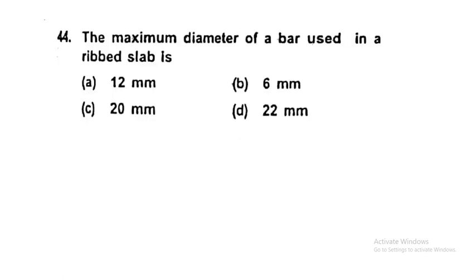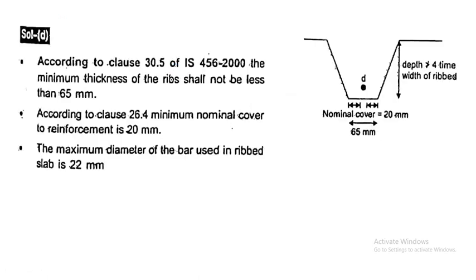Okay, next question. The maximum diameter of the bar used in the ribbed slab is, what maximum diameter we have to use. According to clause IS 456 30.5, the minimum thickness of the rib shall not be less than 65 mm. According to clause 26.4, the minimum nominal cover to the reinforcement is 20 mm, right? The maximum diameter of the bar used in the ribbed slab is 22 mm, right? So this is the nominal cover 20 mm, this is the depth, so this is a ribbed slab.